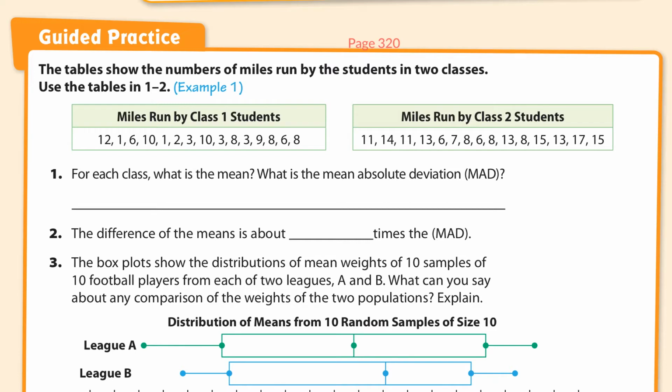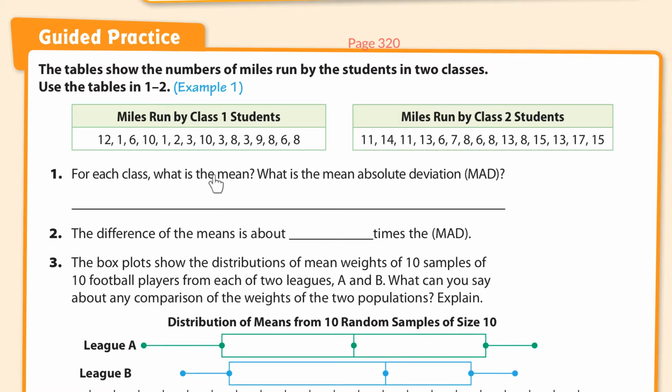This is page 320 from the textbook, and I'd like to get started with this: the table shows the number of miles run by students in two classes. Use the tables in numbers 1 and 2, and this goes back to example 1 from the lesson earlier in a different video. So, miles run by class 1 students. Wow, somebody ran 12 miles. And then somebody ran 1 mile. That's a big difference right there. But these are all the different miles they ran for class 1 and class 2.